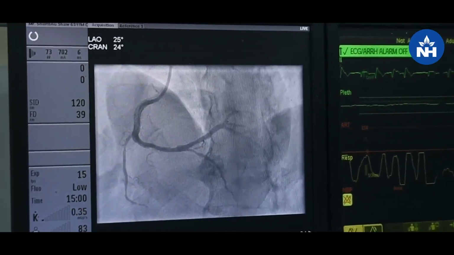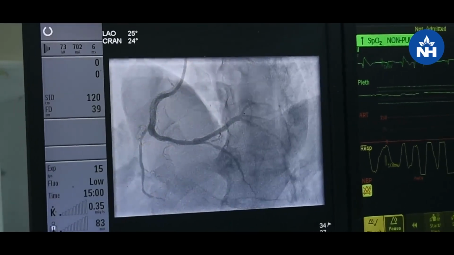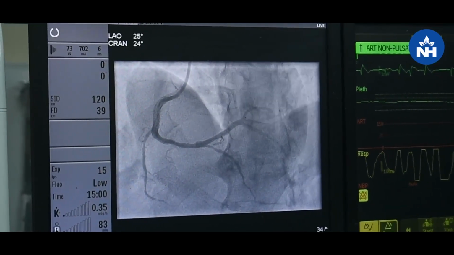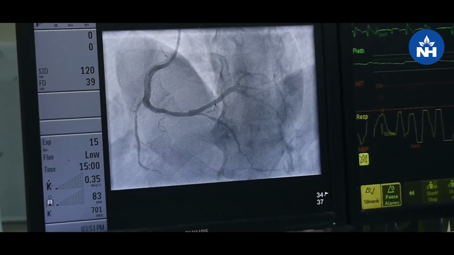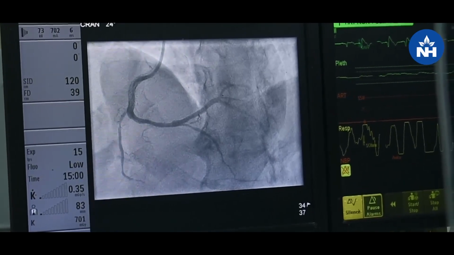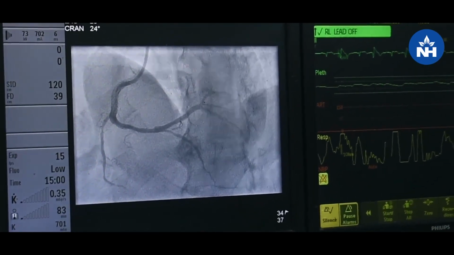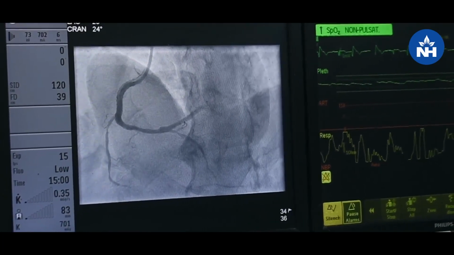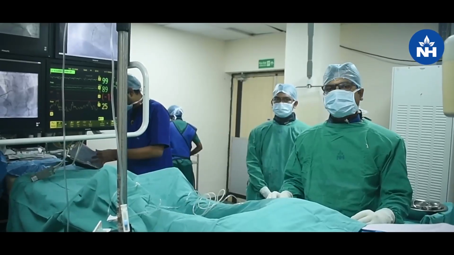You can see here that when we began the procedure, there was no flow beyond the proximal part of the right coronary artery. Whereas now you can see that after doing the angioplasty of this right coronary artery with the balloon followed by stent, you can see the entire segment of the right coronary artery which is freely flowing with the dye and is almost as near normal.